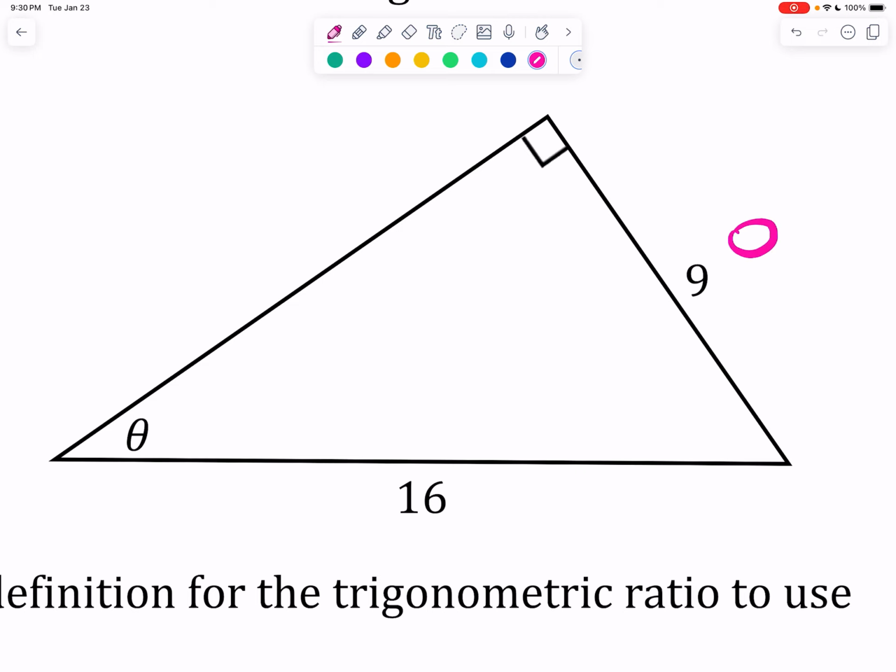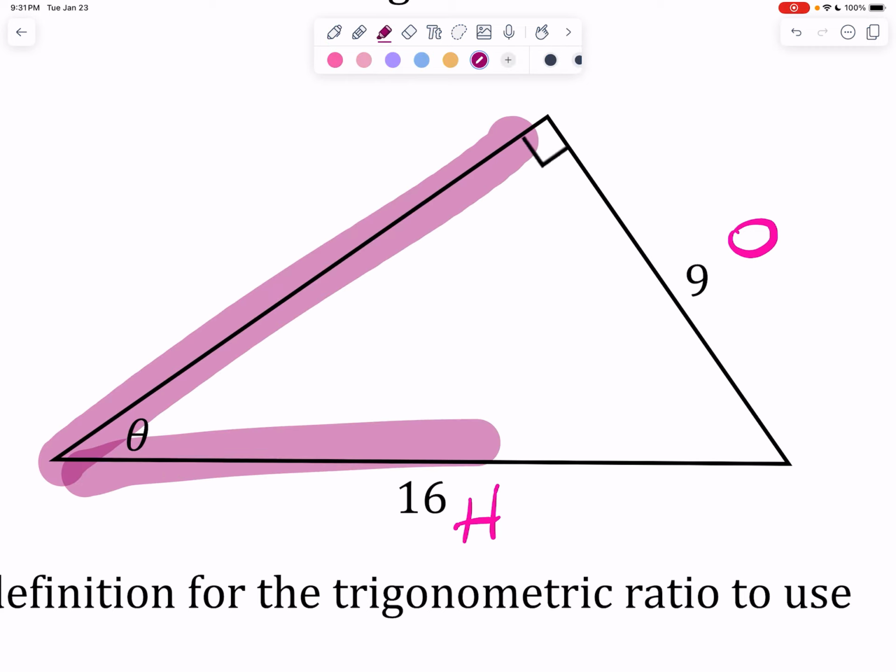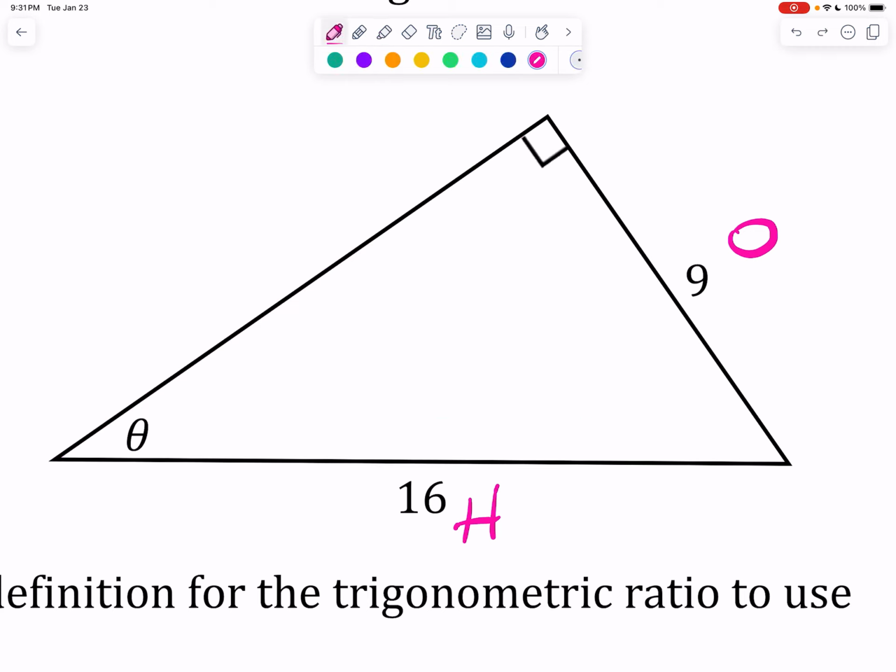Anyhow, the 9 is the opposite side. 16, that's across from this right angle, so that's our hypotenuse. And then the other remaining side, the one that's next to theta but is not the hypotenuse, is, of course, our adjacent side. And when we look at this, we note we're working with the opposite and the hypotenuse.